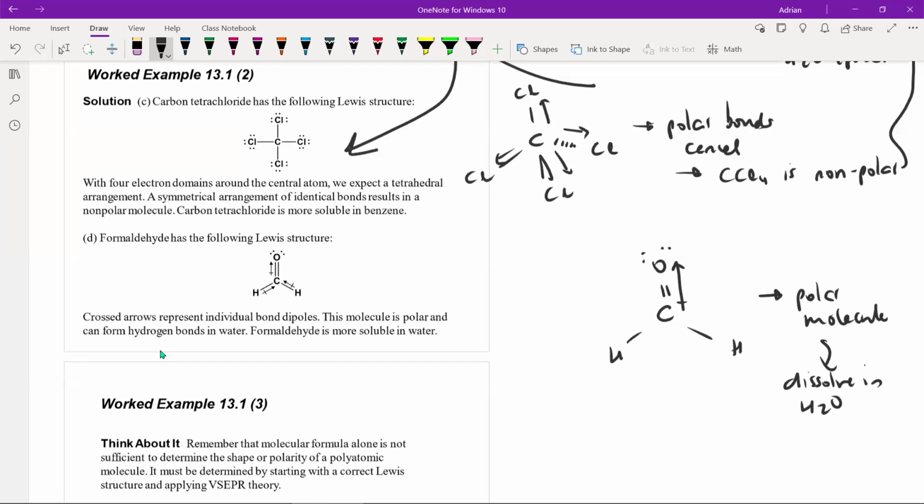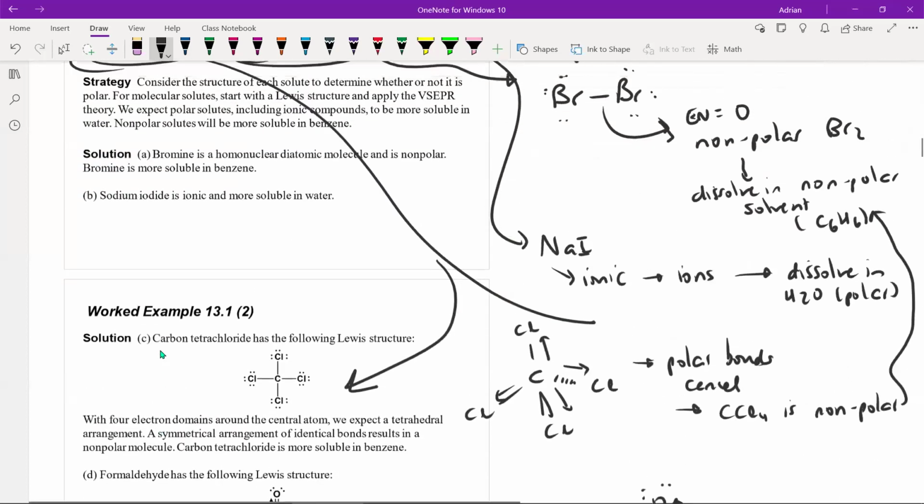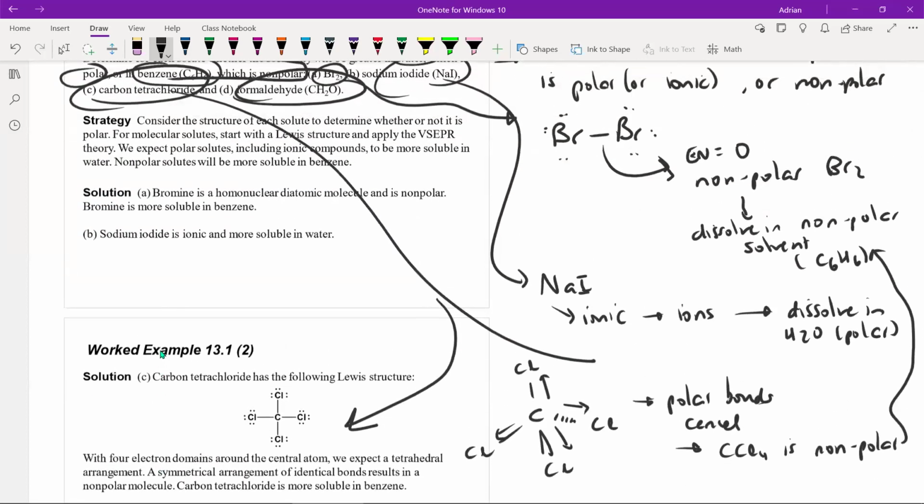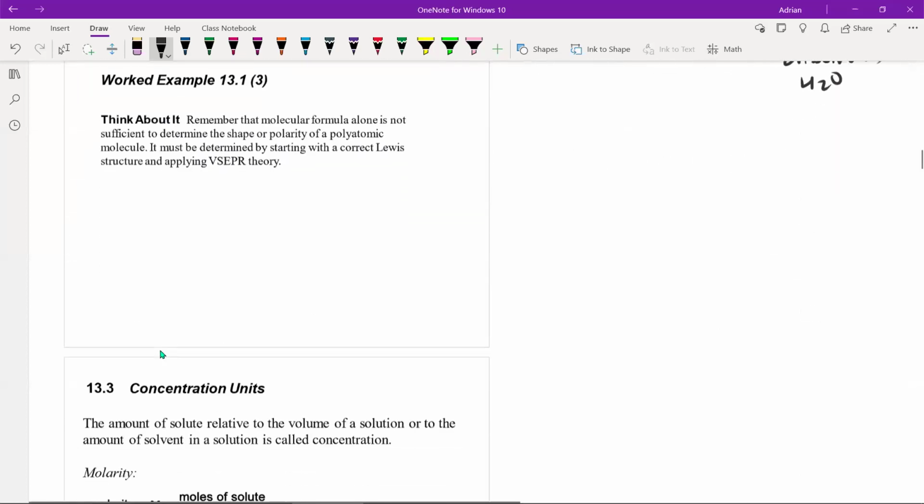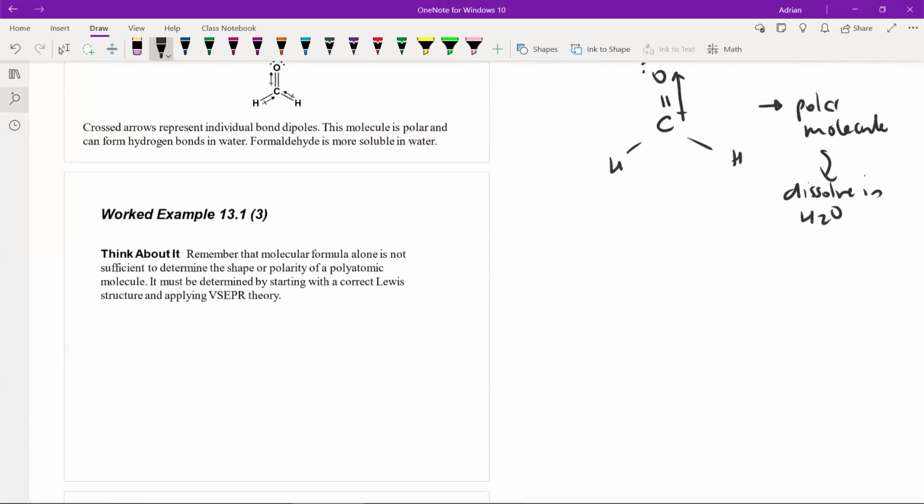So in order to predict whether something will dissolve, you have to make sure that you know what the polarity of that solute is and what the polarity of the solvent is. And if they have the same polarities, they will dissolve. If they have different polarities, they will not dissolve, right? That's like dissolves like.